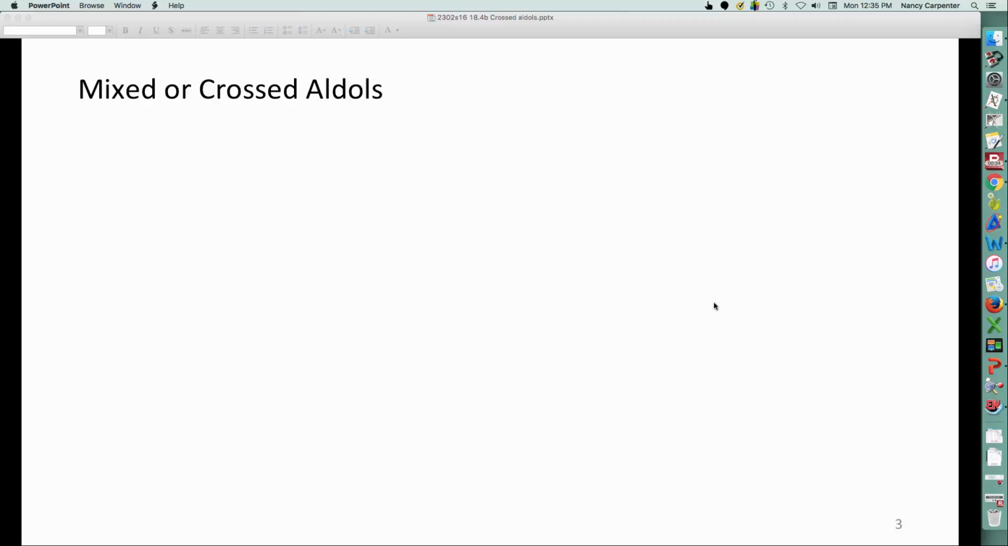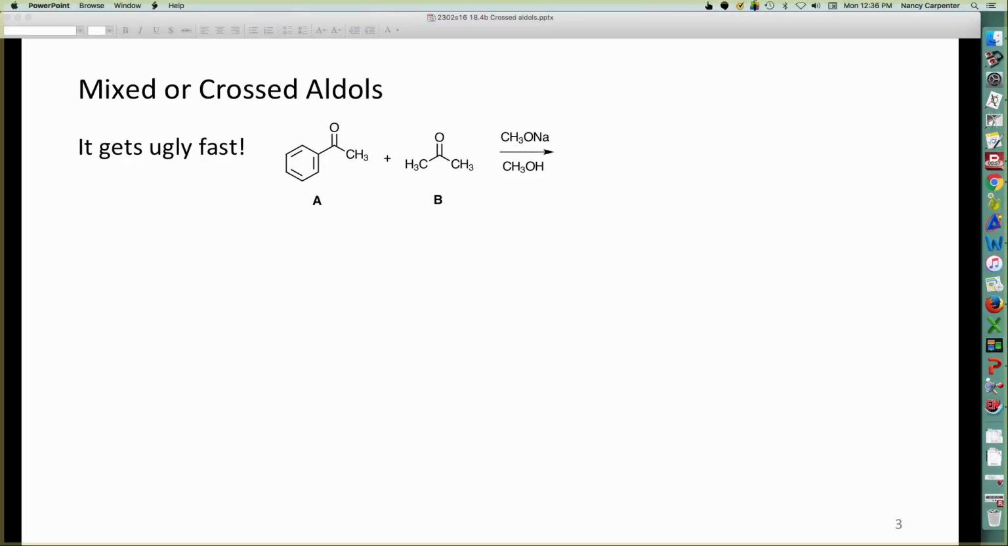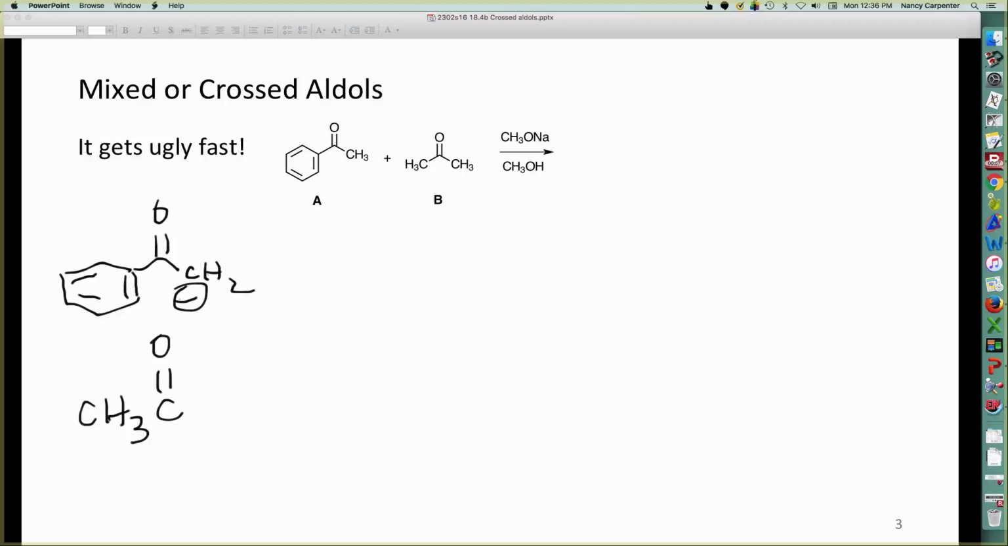And one of the biggest twists and turns is a real problem, and that is when you're not real careful choosing your aldol partners, it can get really ugly. So, let's say I want to take acetophenone, that's molecule A, and react it with acetone, that's molecule B. I throw them together into my beaker, add my base, and let her rip. That's going to be a problem, because I am going to get this nucleophile, and I'm going to get this nucleophile.